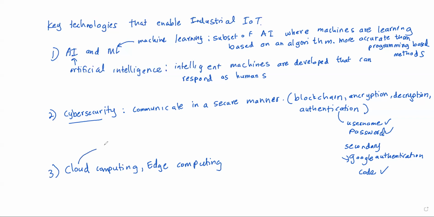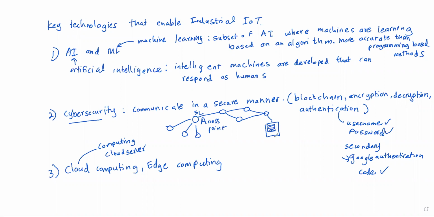So cloud computing means the computing which is done at the cloud server, which is located in a remote location from the place where we access the network. Let's say the IoT network is somewhere in Sri Lanka, and the access point is here. However, the cloud server is somewhere in the US or UK or some other remote location, and it will do the computation in that location.